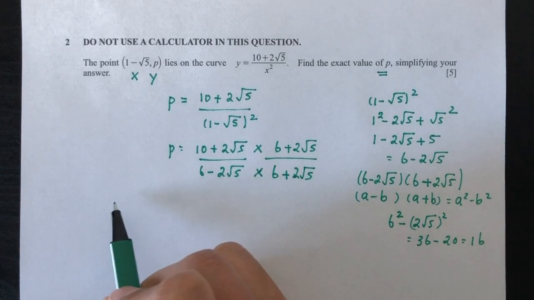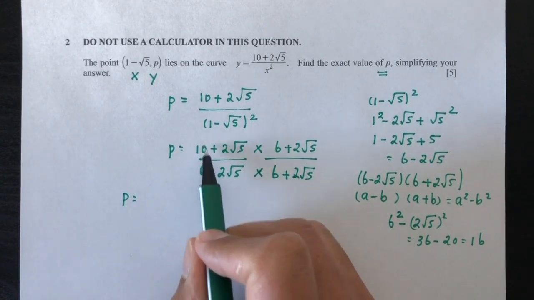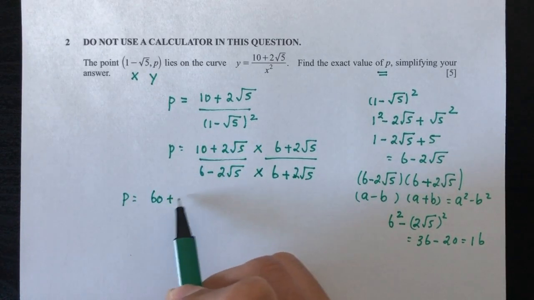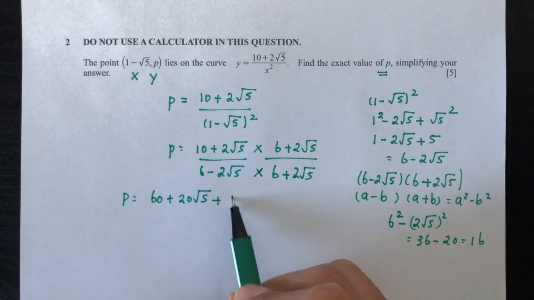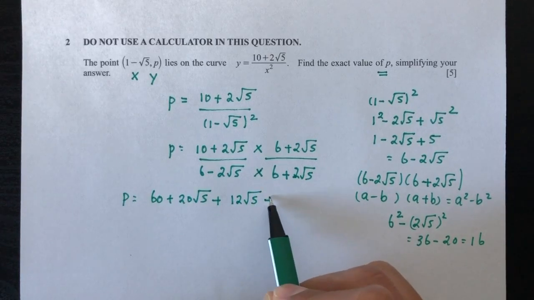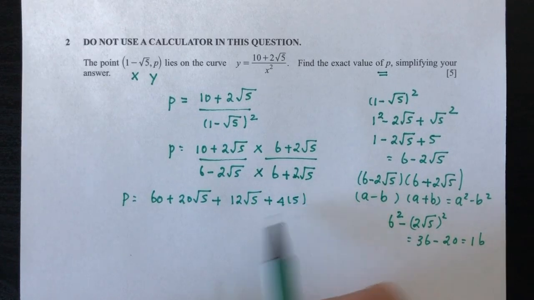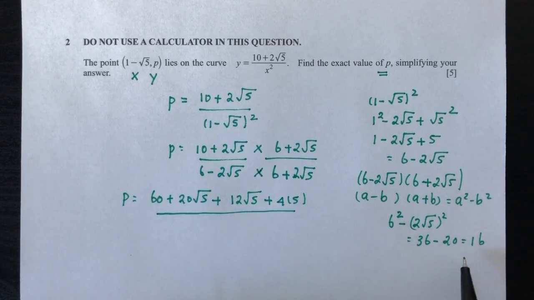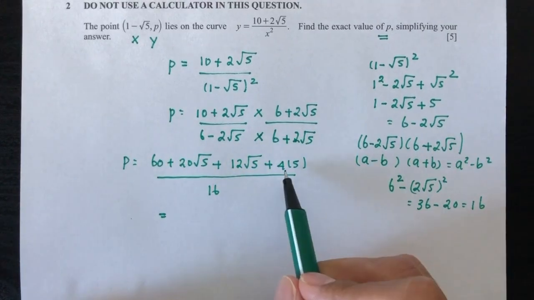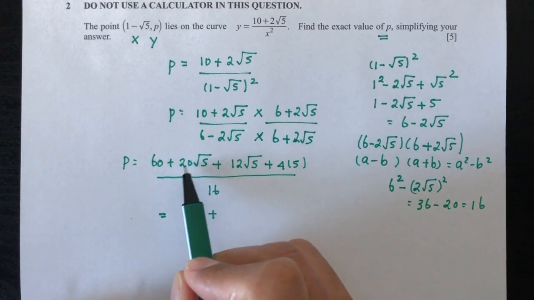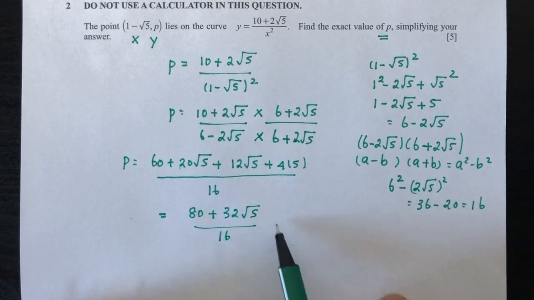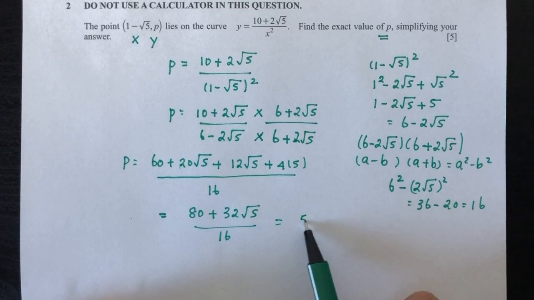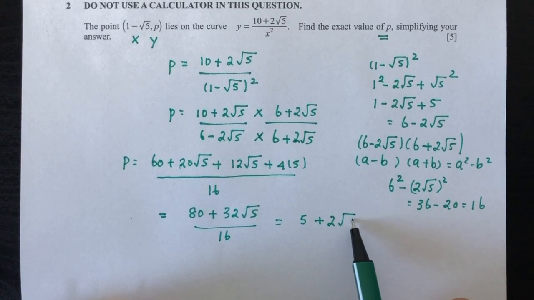Now for the top, we have to simplify. So p will be, first 10 times this, you'll have 60 plus 20 root 5, and then plus this times this, you will have 12 root 5 plus 4 times 5, and all this divided by 16. Now if you simplify, here we have 60 plus 20, that will be 80, and 20 plus 12, that will be 32 root 5, divided by 16. Now 80 divided by 16 is 5, plus 2 root 5.